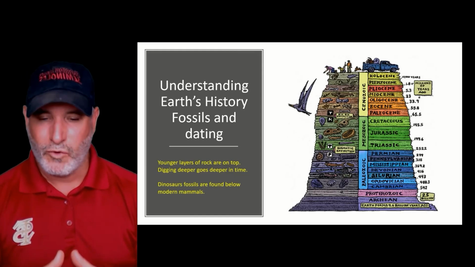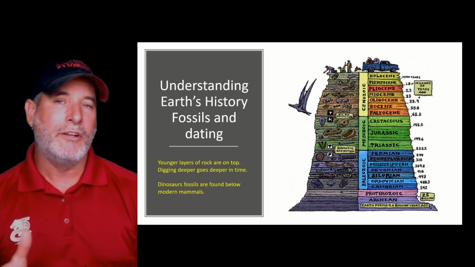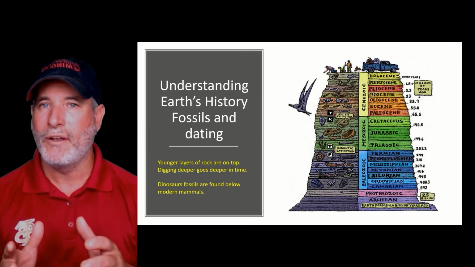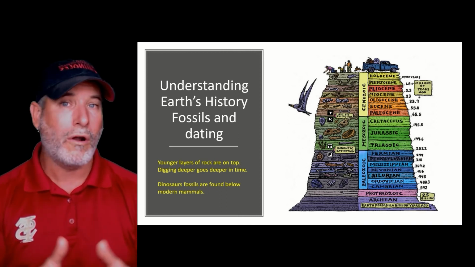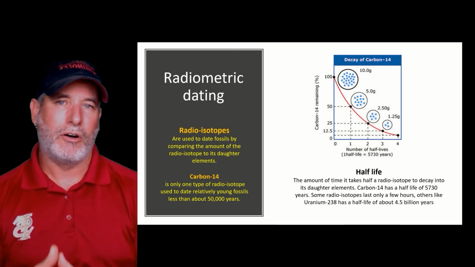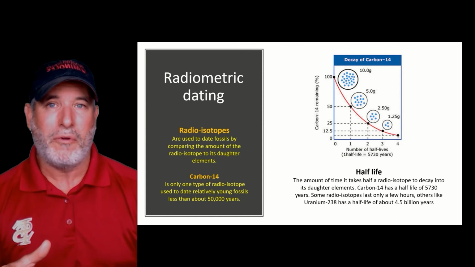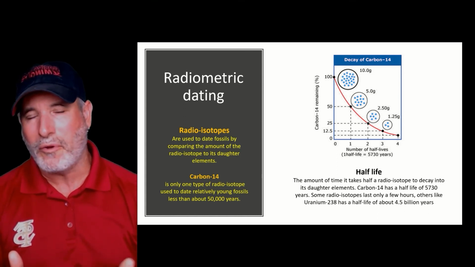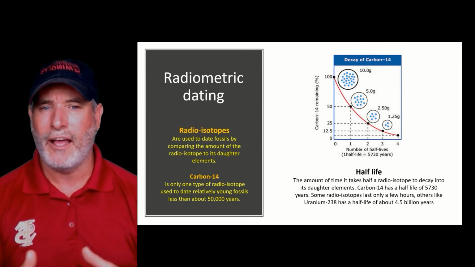Now the question is, whenever we find fossils and rock layers, how do we know how old they are? How do we know how old a mountain is? How do we know how old a rock is? Or, for that matter, the Earth itself? We use something called radiometric dating. Most people say we use carbon-14. Well, we only use carbon-14 for things that are about 50,000 years old or less.